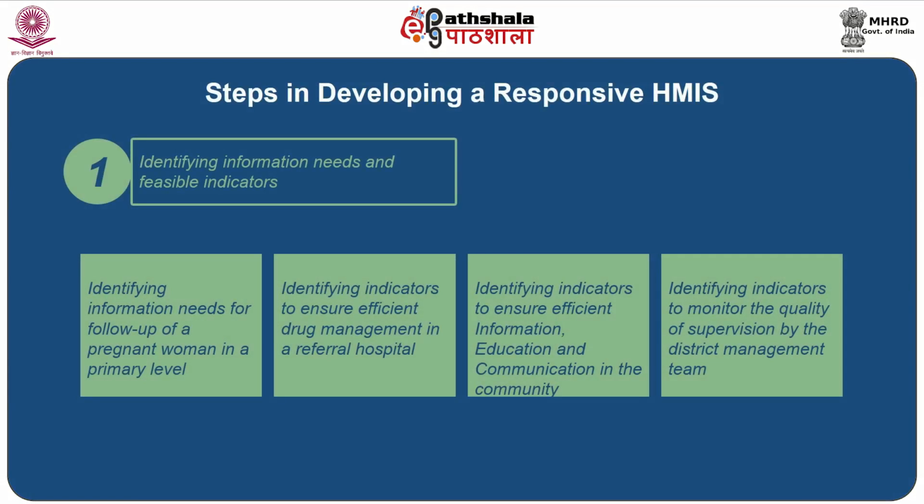Identifying information needs and feasible indicators, which is step 1. Now it should include identifying information needs for, say, follow-up of pregnant women in a primary level, identifying indicators to ensure efficient drug management in a referral hospital. It may also include identifying indicators to ensure efficient information, education, and communication in the community, and identifying the indicators to monitor the quality of supervision by the district management team.